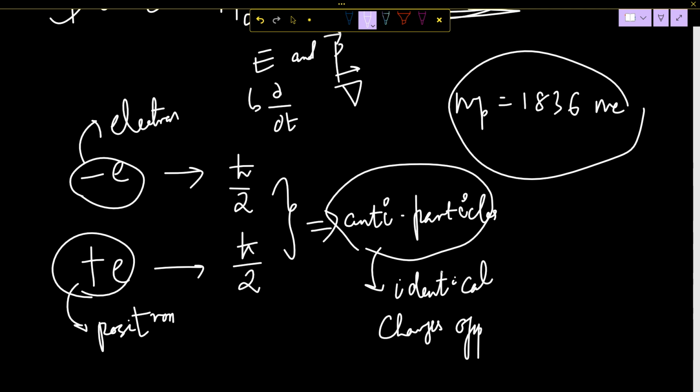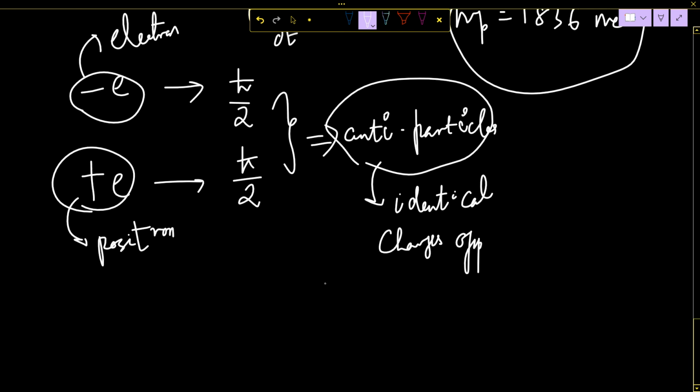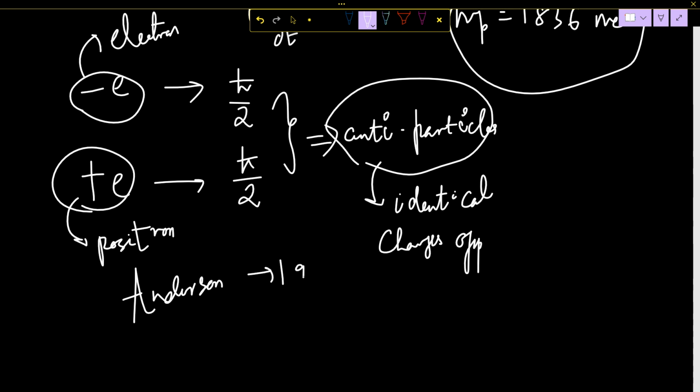Charges opposite. Then only we call them antiparticles. This was discovered by someone called Anderson, in 1933. So everything was around that time, the 1920s and 1930s.